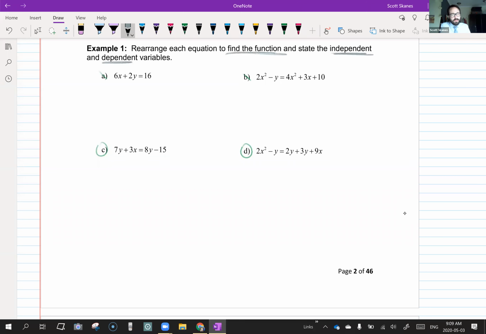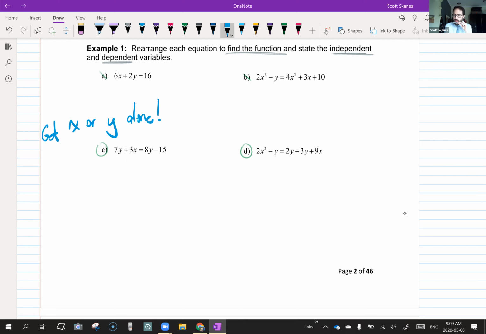What this means is we need to find the function, state the independent and dependent. Really what we need to do is isolate the variable, which means get x or y to one side. We need to get x or y alone. That's what it means to isolate. So in question C here, which variable, x or y, would be easier to isolate? Which one would be easier to get on its own on the side? Would it be x or y?